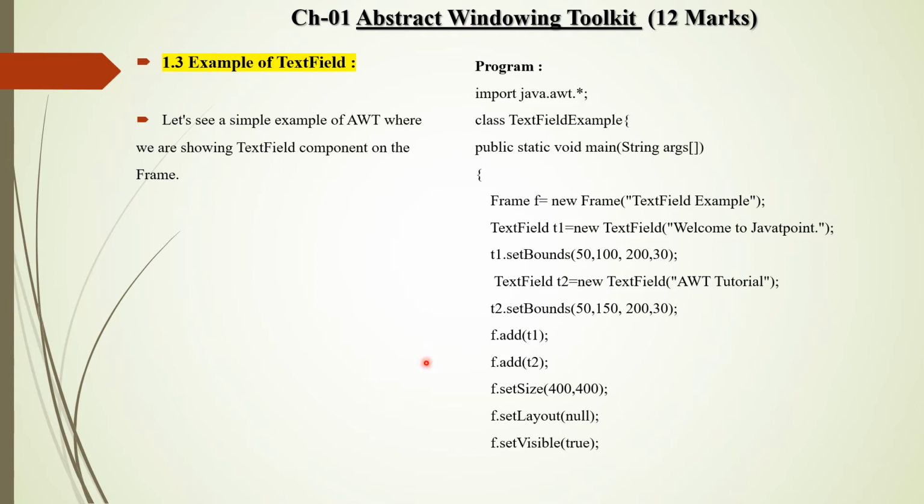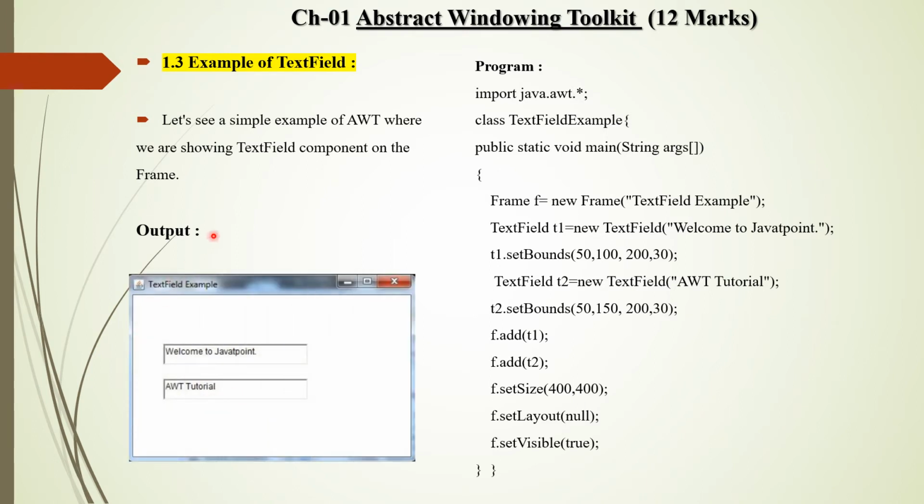One frame is created and the frame has the title TextFieldExample, that is what we passed in the frame constructor, and text fields t1 and t2 are created with initial text. T1 displays "Welcome to Java point", and the second text field displays "AWT tutorial". So this is a simple example of a text field.